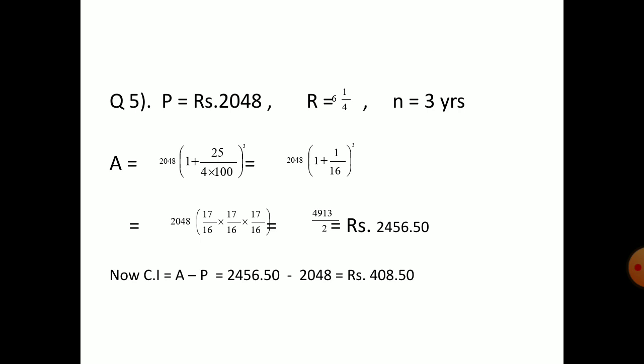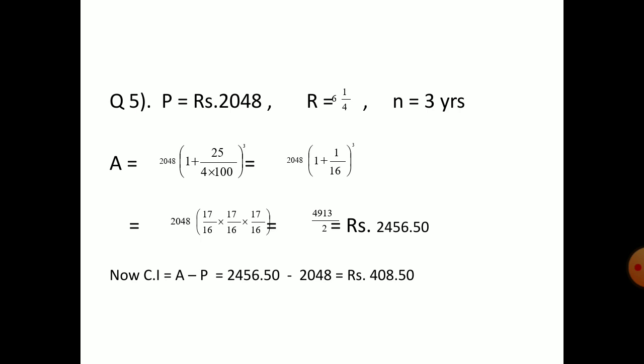Fine. Now again we'll do question number 4. Sorry, here it's printed as 5. We will be doing question number 4. In question number 4, here the principal is rupees 2048, rate is 6 and 1 by 4%, and n is equal to 3 years, isn't it? So again, here also we have to substitute the value of P, R and N in the formula of amount. What is the amount formula? That is, amount is equal to P times 1 plus R by 100 to the power N.